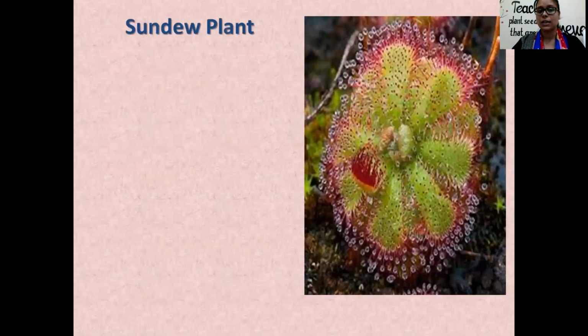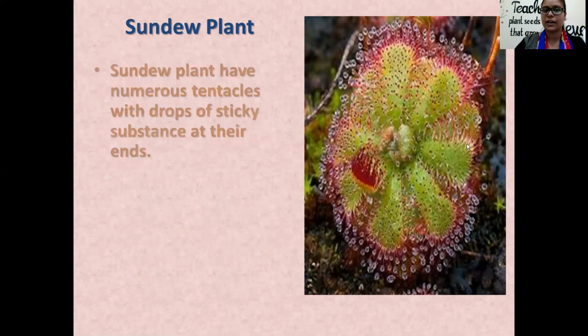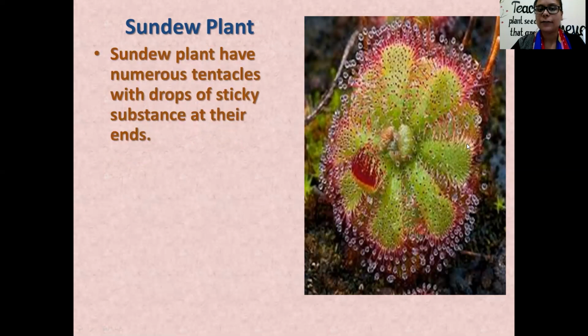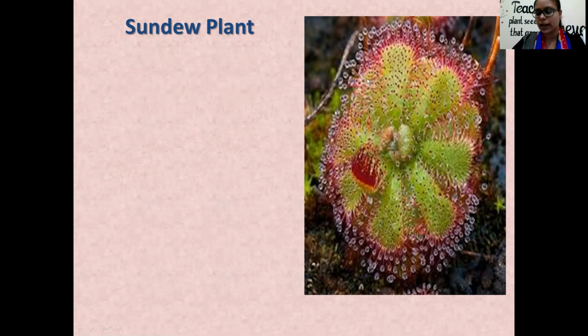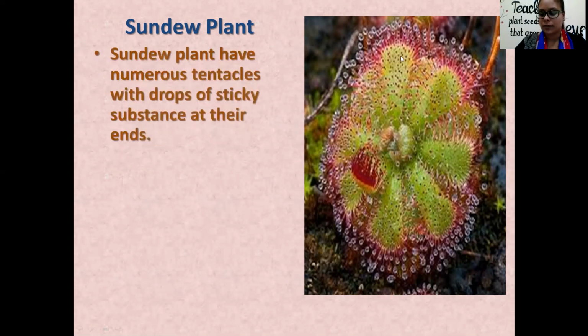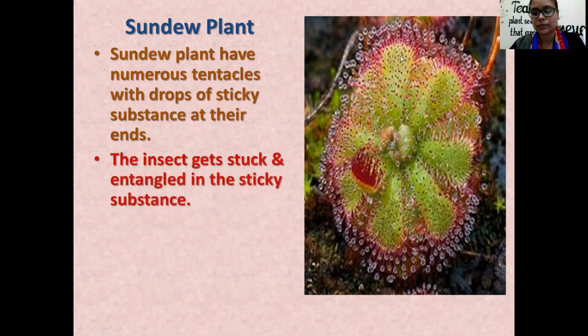Now we'll talk about yet another insectivorous plant, called the sundew plant. You can see small tentacle-like structures on its leaf. Sundew plants have numerous tentacles with drops of sticky substance at their ends. You can see some drops which look like water droplets. Okay, we'll see what they do. The insect gets stuck and entangled in the sticky substance.